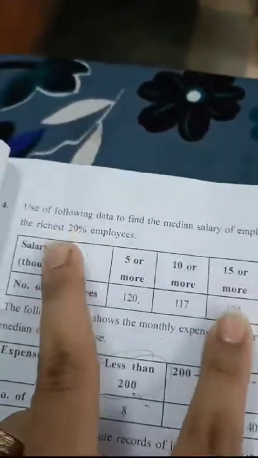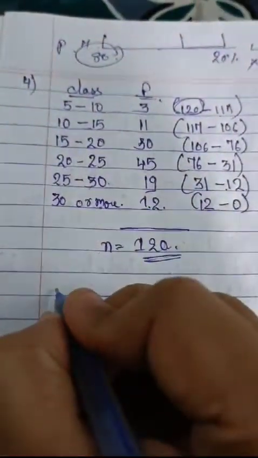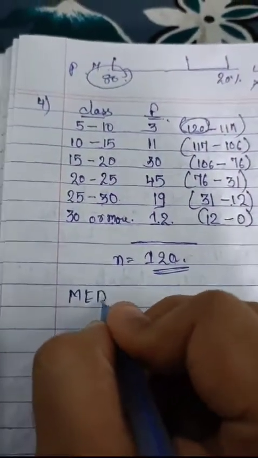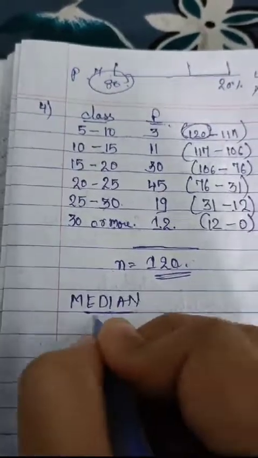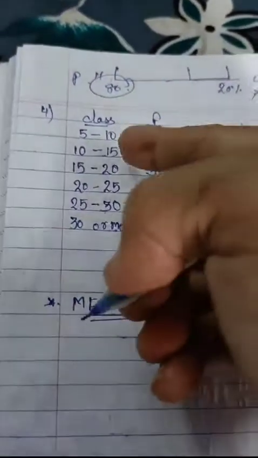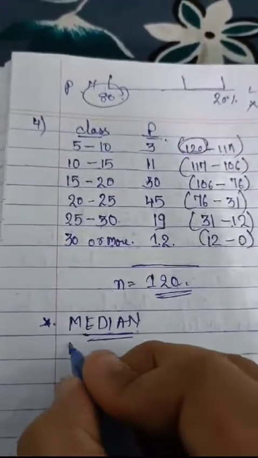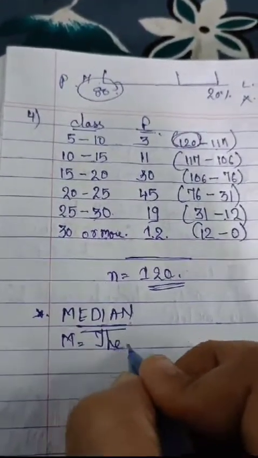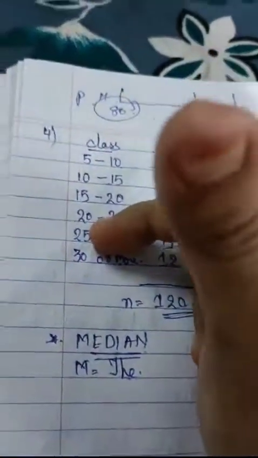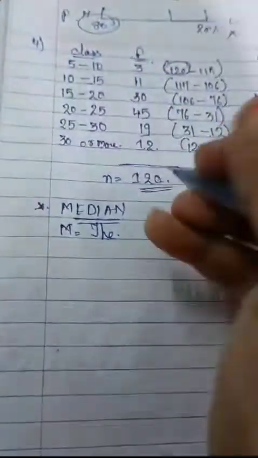Done. And now what they have said to find here? Median and P80 we have to find. So first we will find the median. Continuous means n, only n divided by 2. So m equals to, and compulsory, remember, when this kind of data is coming, we have to use the formula of L.